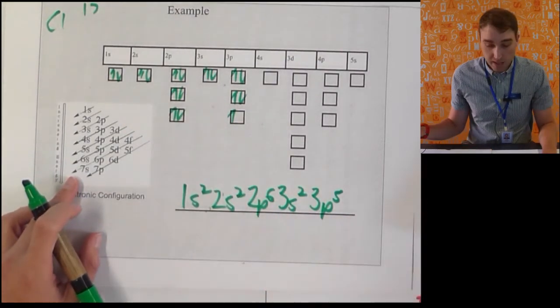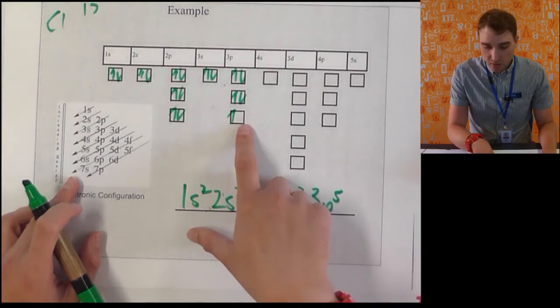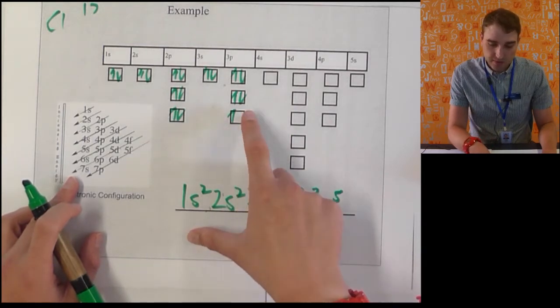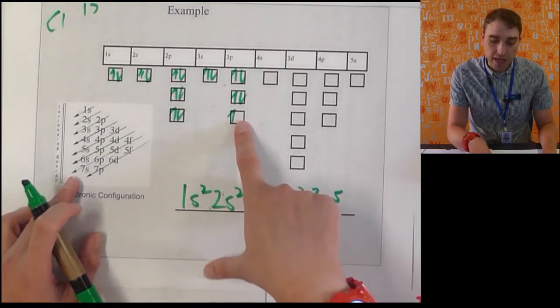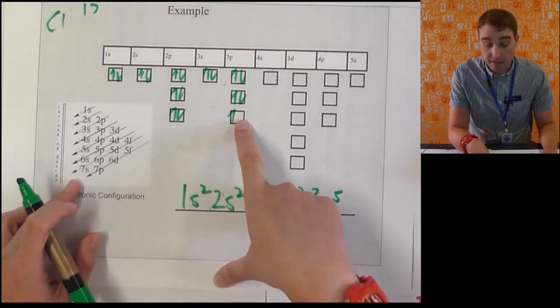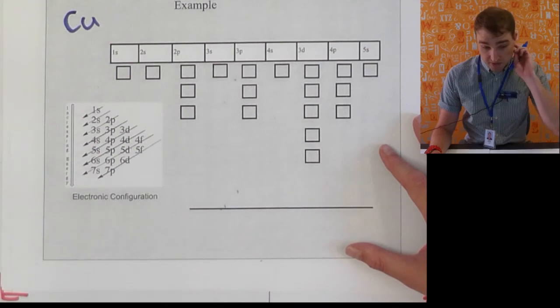This tells us something about chlorine. It's got one electron missing down here. So to make chlorine stable, it would be good if it had another electron in there. And that's how it makes the ion. And we'll go through that a little bit later on. We'll do copper now because it's interesting.